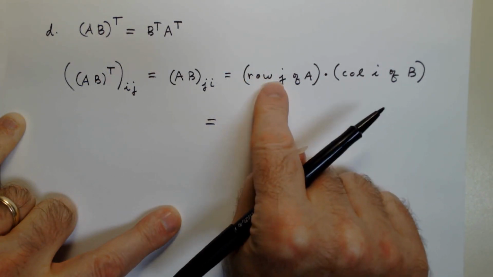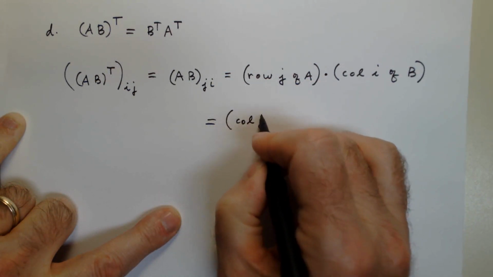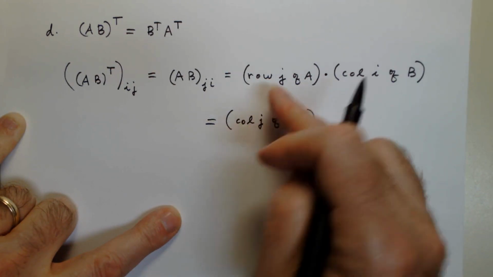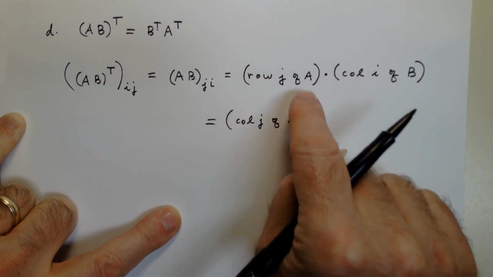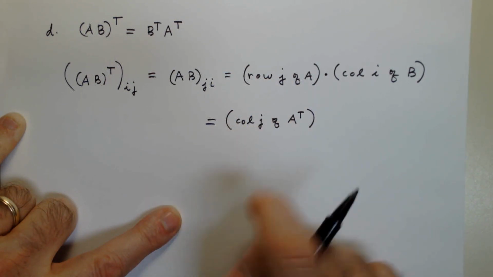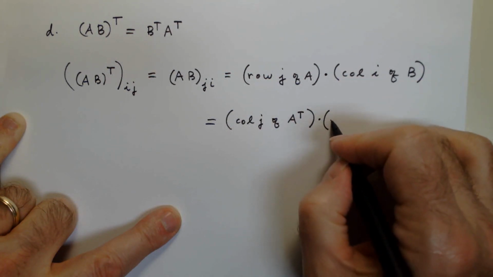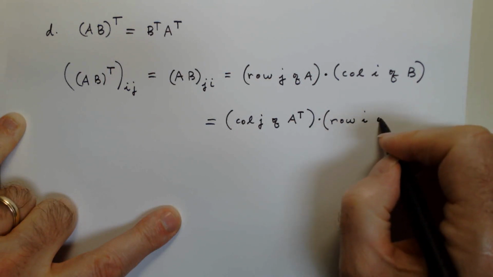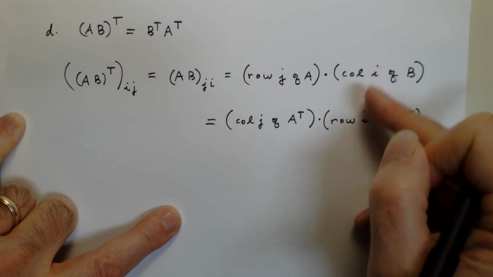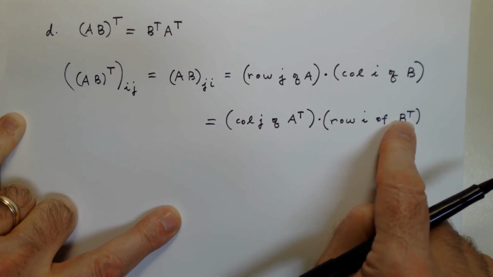Row j of A is equivalent to column j of the transpose of A, right? Because the rows and the columns get interchanged when I go from the matrix to its transpose. So the jth row of A becomes the jth column of A transpose. The column i of B is the same as the row i of B transpose, because the roles of rows and columns get reversed when I go from B to B transpose. So the ith column of B is the same as the ith row of B transpose.